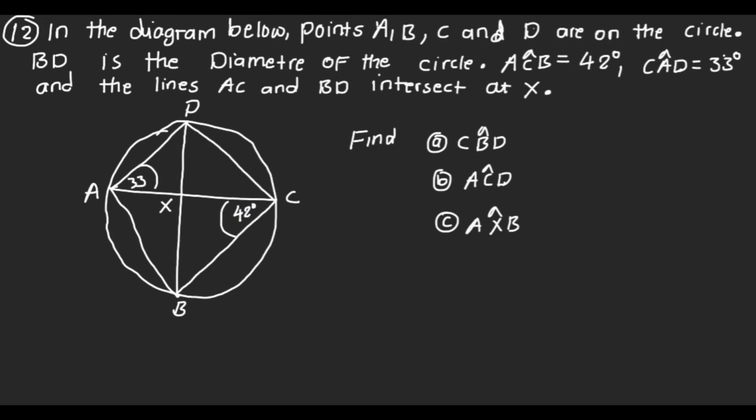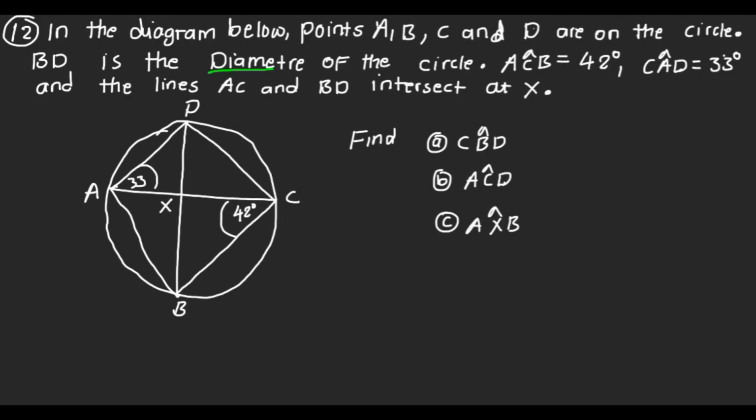Now we move on to question 12. In the diagram below, points A, B, C and D are on the circle. BD is the diameter of the circle. Angle ACB is equal to 42 degrees and CAD is equal to 33 degrees, and the lines ACE and BD intersect at X. Okay, so we will have this point.